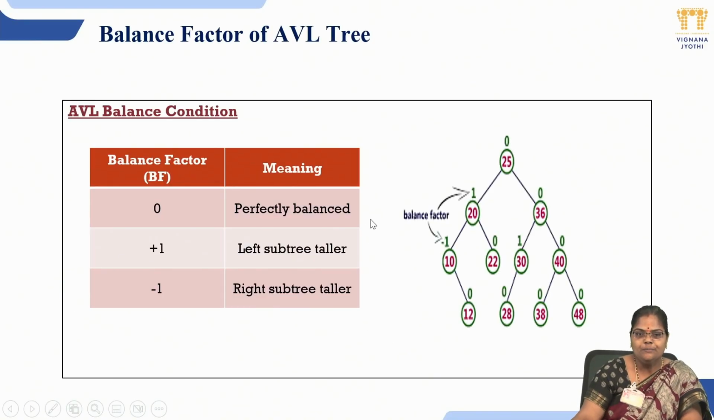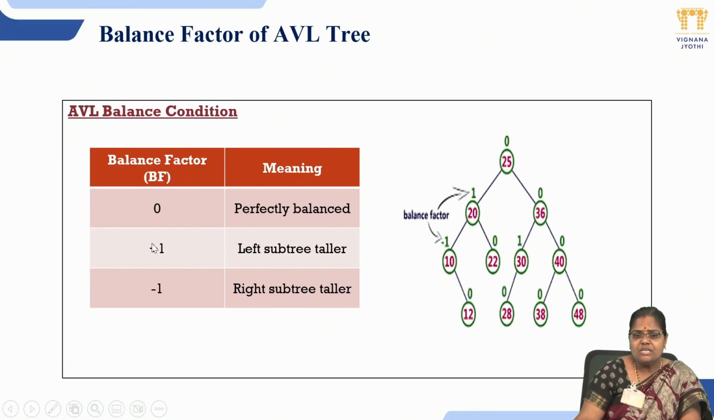Proceeding further, what are the different balance conditions which we consider for an AVL tree? These are the conditions. The reason why we consider them is, if the balance factor is 0, it indicates that it is perfectly balanced. If you check the node 36 here, I have a height of 2 on the left side and a height of 2 on the right side. So this is perfectly balanced.